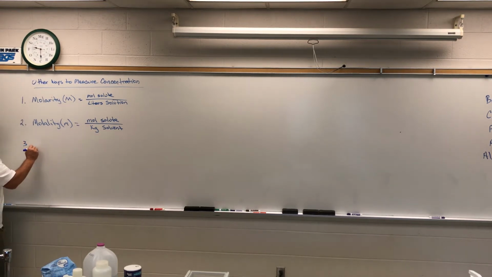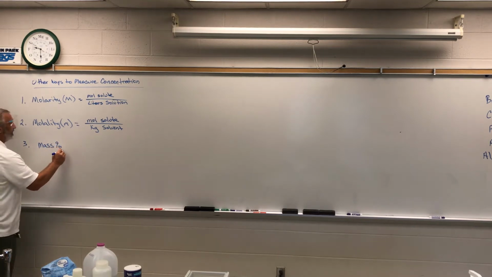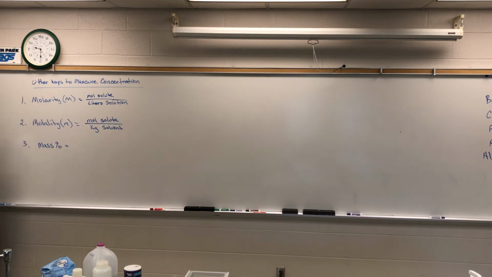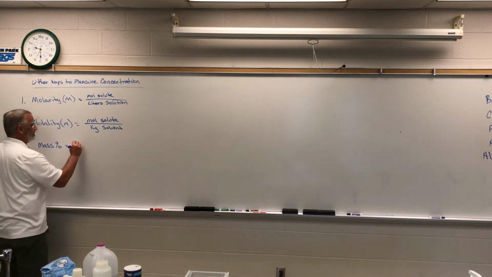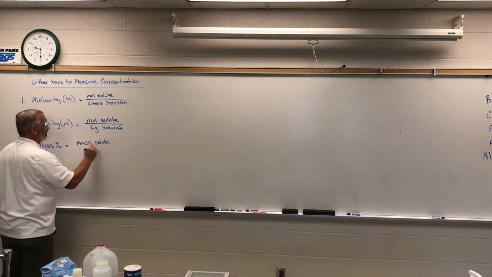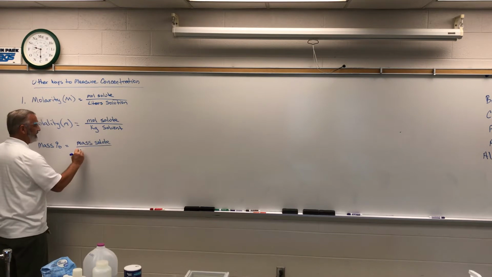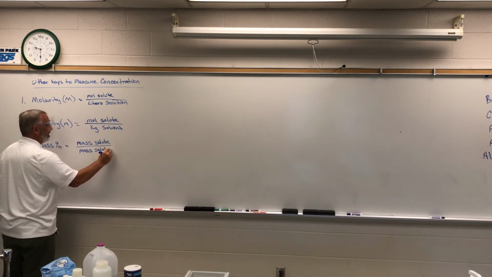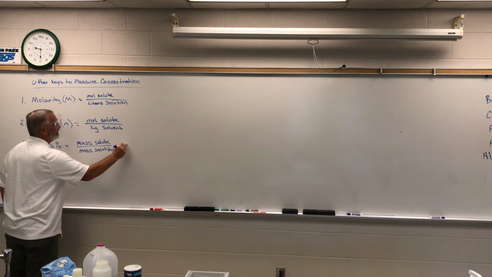The third one is mass percent, which is just going to be that, which obviously is going to be, what do you think, what over what? What's on top? Mass of solute over mass of solution. We multiply it by 100 to get to percent.